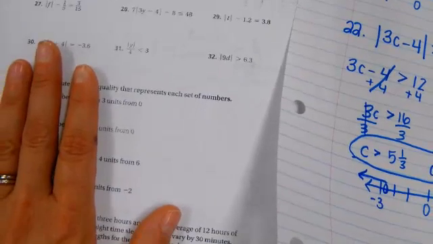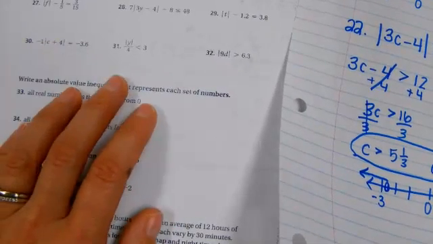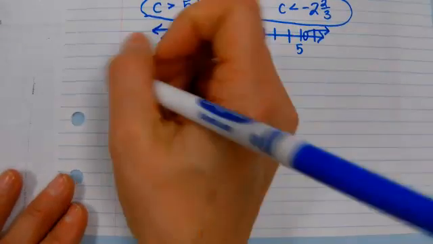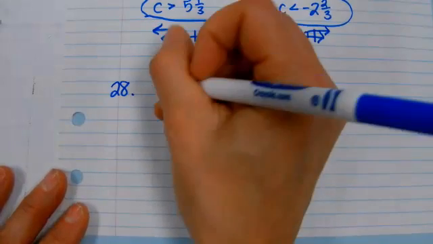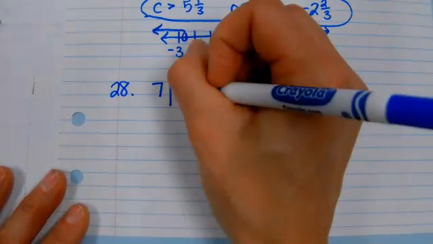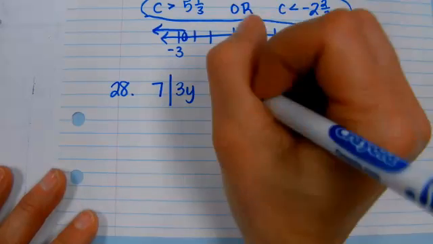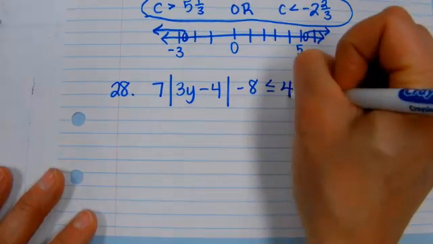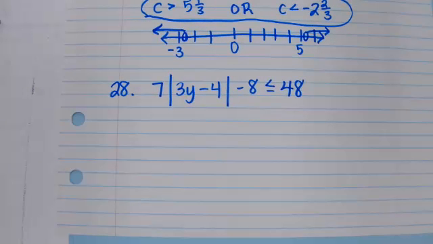So I would like to start with, let's say, number 28. Okay, so 28, I'm going to rewrite it on here. 28 says 7 times the absolute value of 3y minus 4, minus 8 on the outside, is less than or equal to 48. Okay, a lot going on here, right? So, do I write two separate things right away? No. All right, so this one requires a little work first. What do I undo?